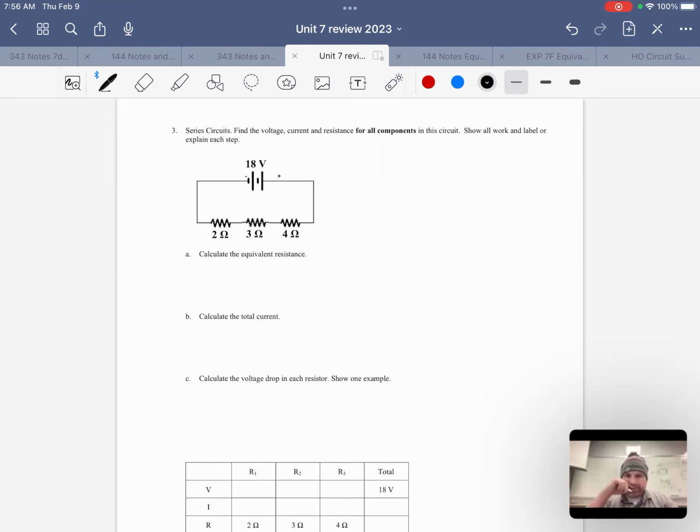So anyway, we have the circuit here. This is a basic series circuit. Again, series because it's one after the other. There is one path for the electricity to flow.